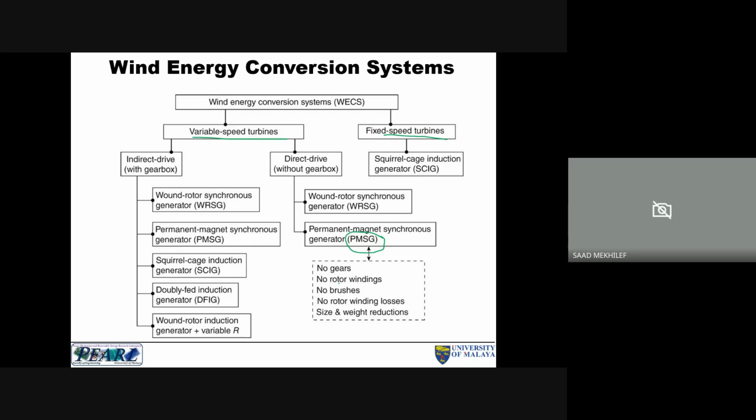So there is no gear, no rotor windings, no brushes, no rotor losses, and a reduction in size and weight. This is very important and is gaining a lot of attention now, because we're talking about putting it at a height of 100 to 150 meters, so size is less, weight is less, and there are fewer losses. Brushes mean maintenance, and no gear means there is no noise and no lubrication requirements. So this is very commonly used in modern wind turbines.